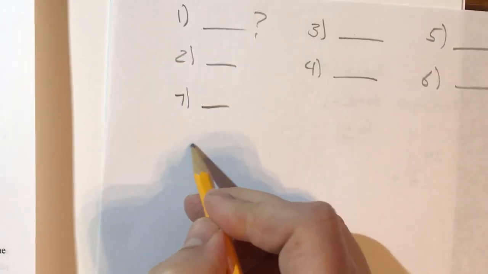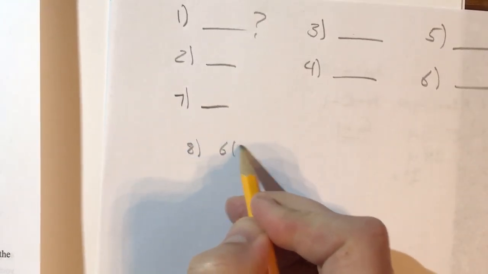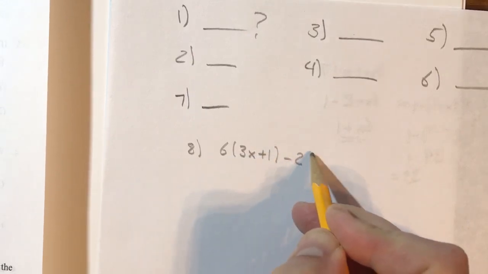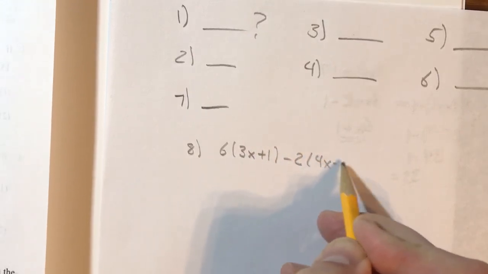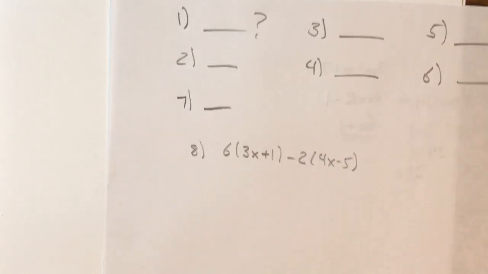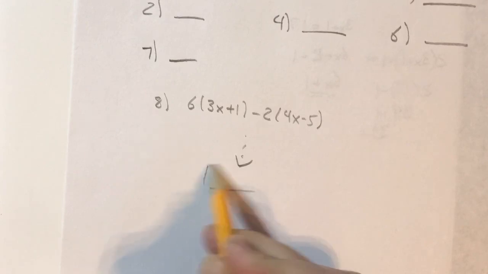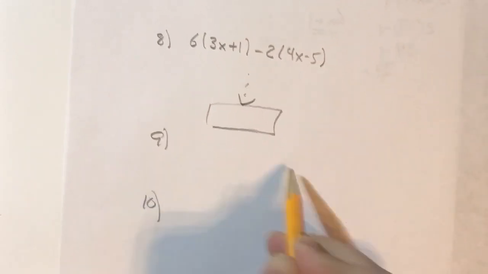and you're going to maybe recopy it and say, okay, number 8, 6 parentheses, 3x plus 1 minus 2, 4x minus 5. And you're going to do some work, do some math, and you're going to come up with an answer. And you do the same thing for 9, you do the same thing for 10. So some free response questions.